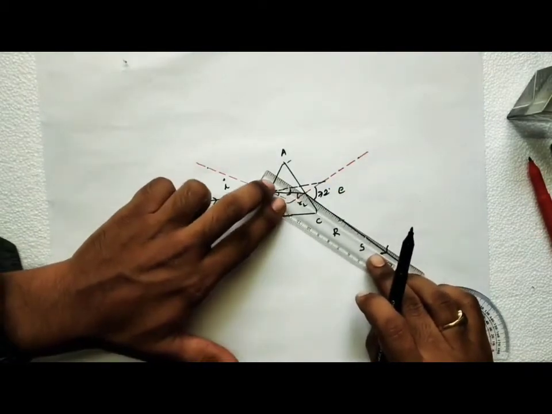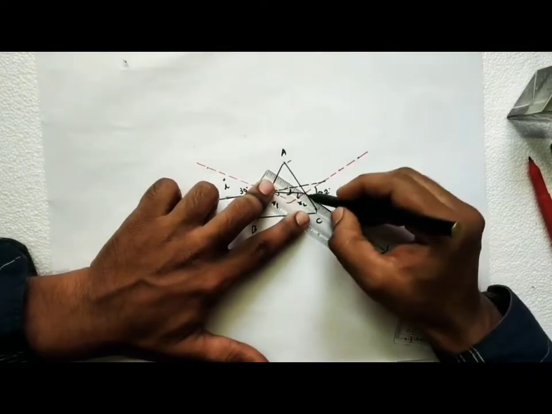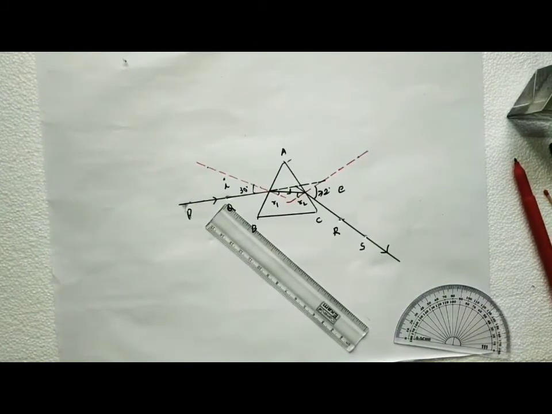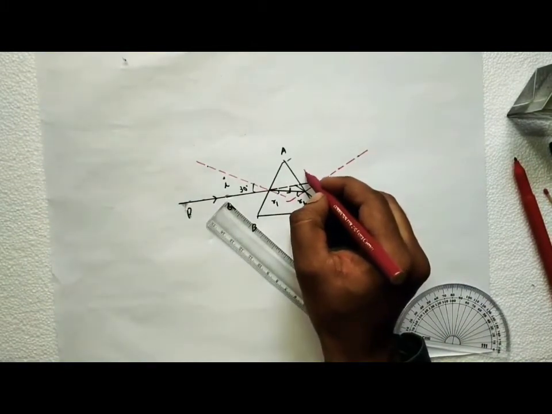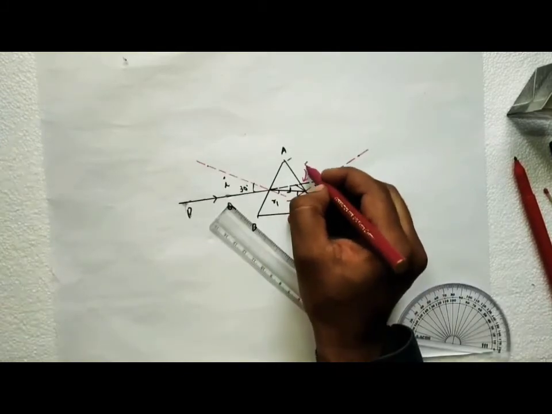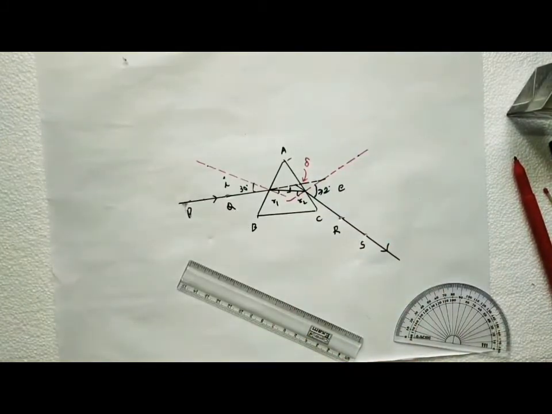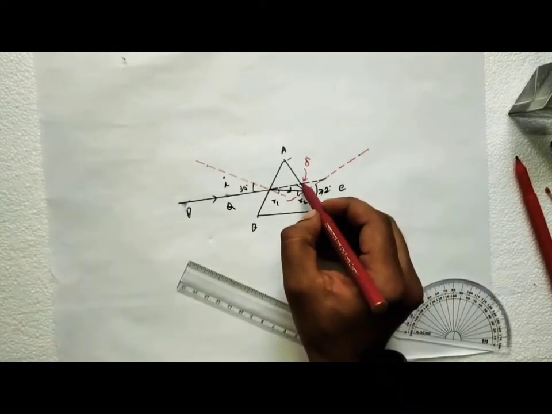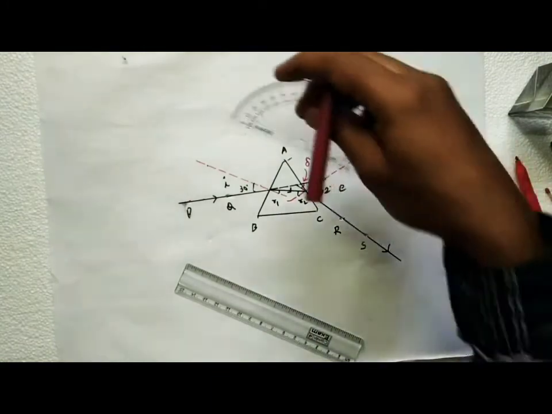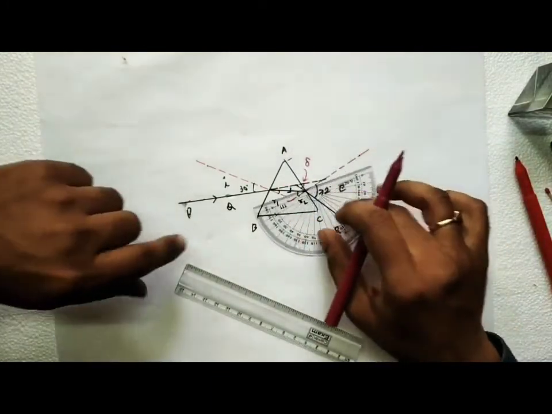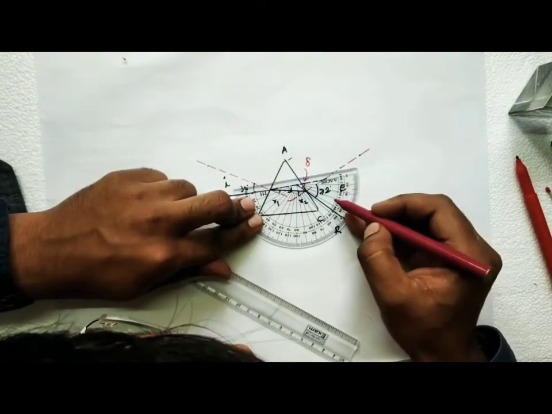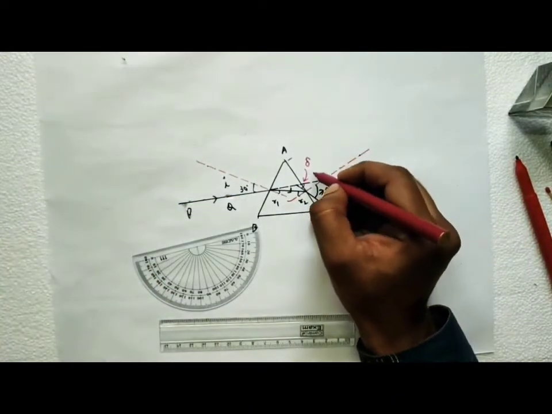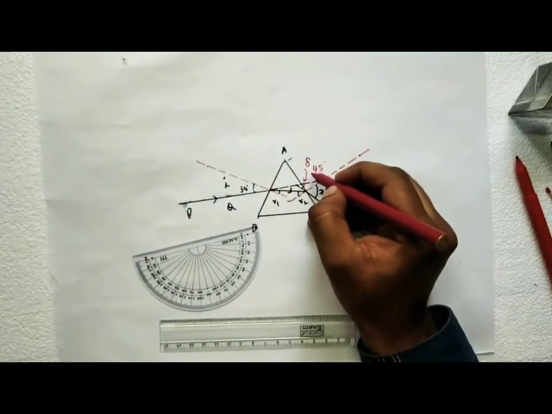But it has deviated. So let me find out what is the deviation. I am drawing the emergent ray backward. So both are coinciding at a point, forming an angle here. We call that angle the angle of deviation, denoted by delta. Now you understood what is angle of deviation. Instead of traveling in a straight line, the light ray has deviated. So we will measure the angle by placing the protractor here, and this is almost 45. So this is the angle of deviation, which is equal to 45 degrees.